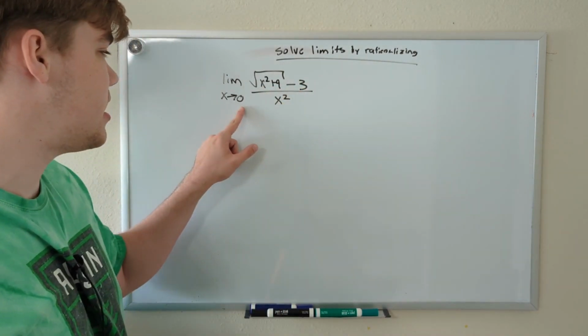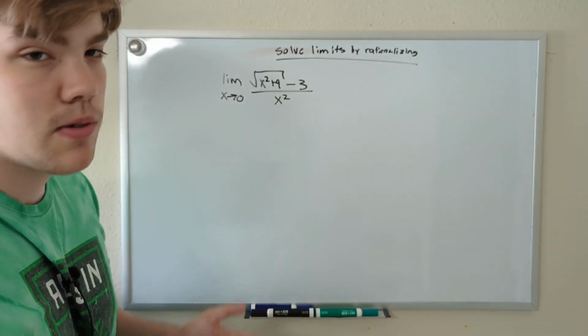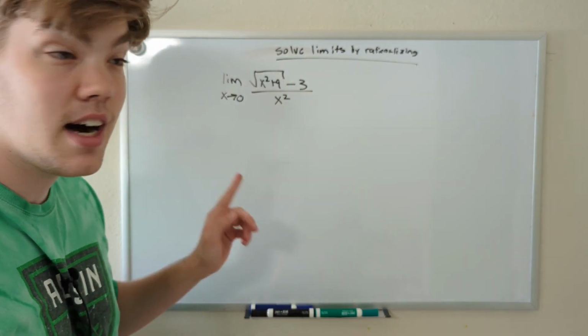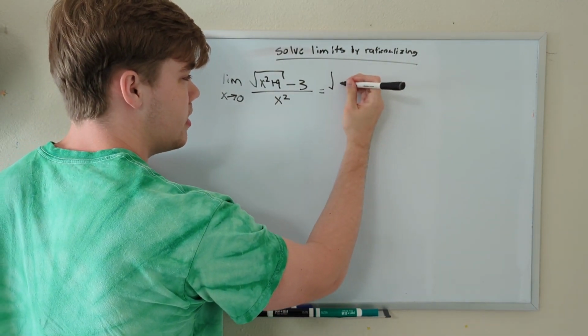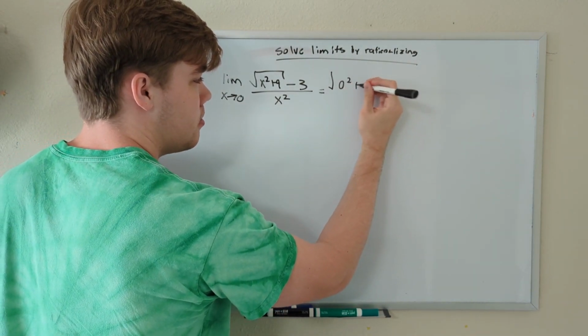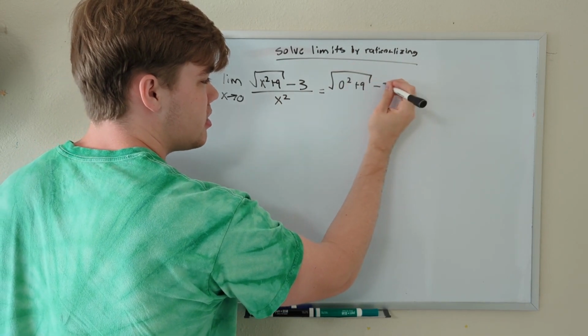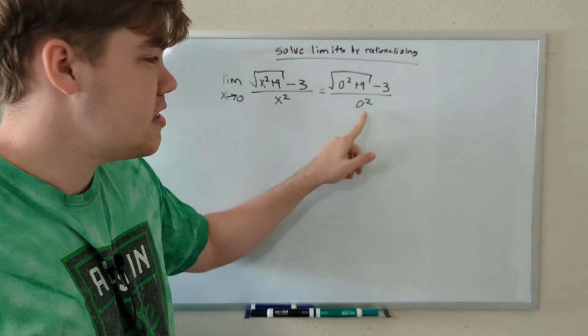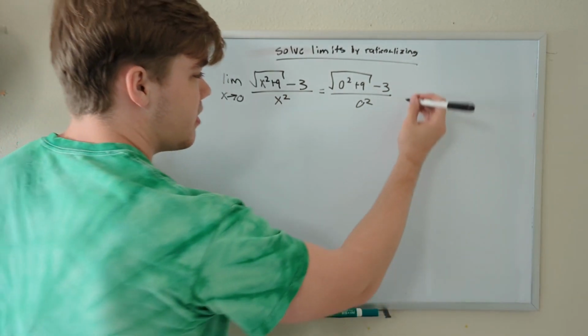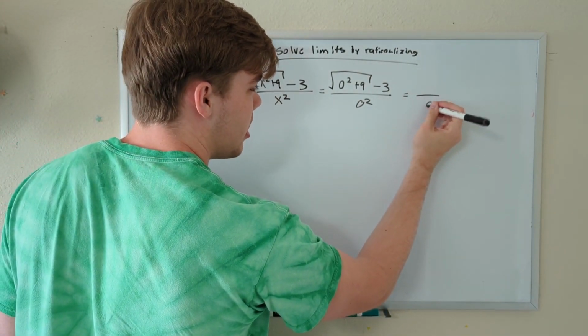Now, if we were to simply just try to substitute this in, we would run into a problem. One of them is probably really obvious to you. Let's substitute in 0 and see what happens. We end up having the square root of 0 squared plus 9 minus 3 divided by 0 squared. That's already a problem because 0 squared is going to equal 0. So we for sure have a 0 on bottom.